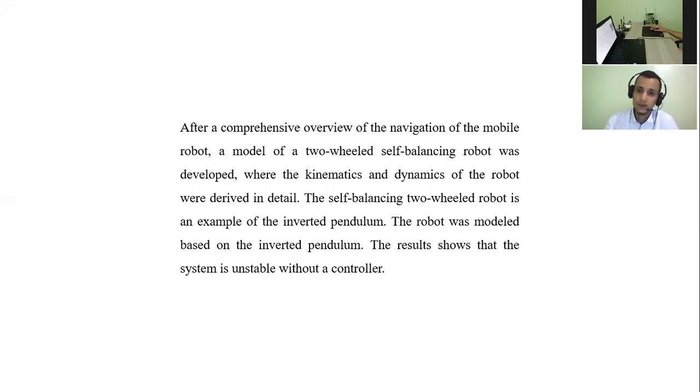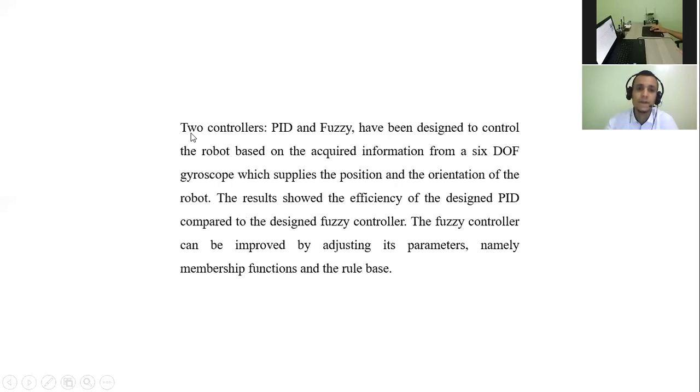After a comprehensive overview of the navigation of the mobile robot, a model of the two-wheeled self-balancing robot was developed, as you can see here, where the kinematics and the dynamics of the robot were derived in detail. As we saw, we used the Lagrangian formula. The self-balancing two-wheeled robot is an example of the inverted pendulum. The robot was modeled based on the inverted pendulum. The result shows that the system is unstable without a controller. So that robot is going to fall.